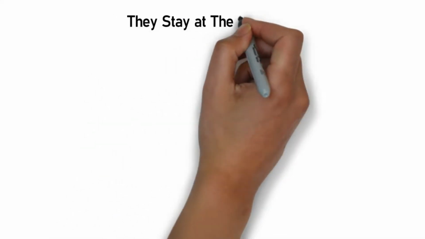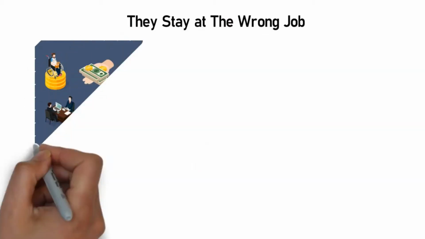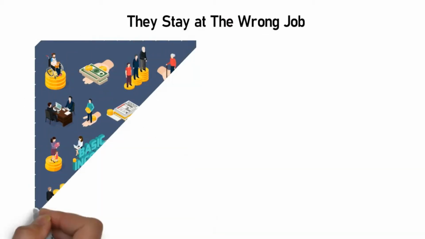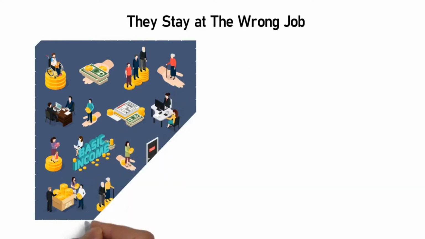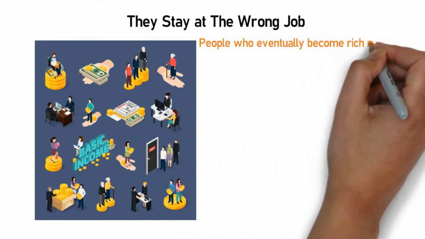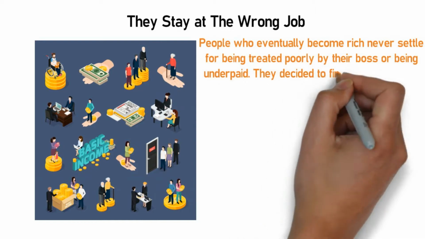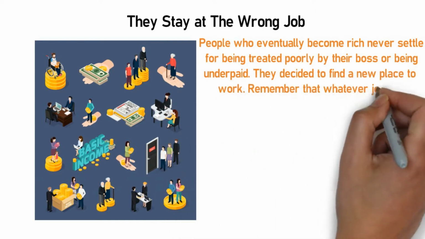They stay at the wrong job. If you are poor, it is more than likely that you have had at least one experience working at a terrible job. Unfortunately, far too many people stay at a bad job for years, even though they know it makes them miserable. People usually do this when they feel desperate or that they can't get anything better. People who eventually become rich never settle for being treated poorly by their boss or being underpaid. They decided to find a new place to work.